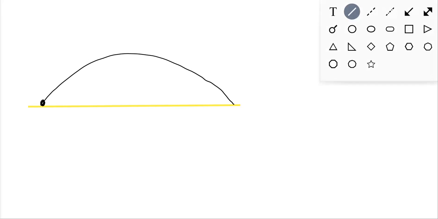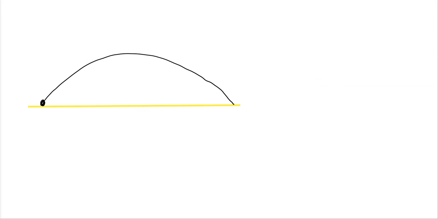There's a ball, a stone we have projected. It will move in a parabolic path. Fine. This will take it.